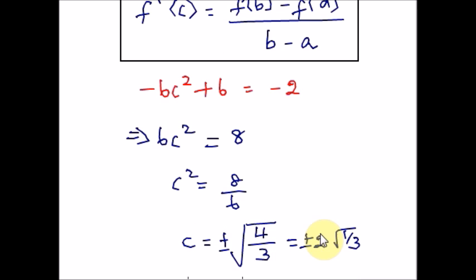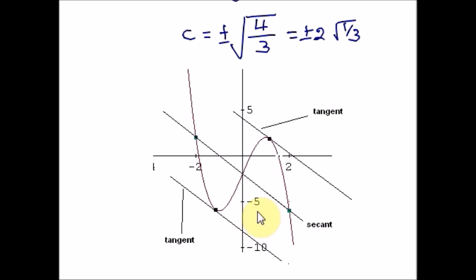So below is shown the graph of f, a secant and two tangents. It corresponds to the two solutions found. The secant and the two tangents are parallel since the slopes are equal according to the mean value theorem. That's it for this example. Hope you're clear with this example. Okay, now let us move on to the next example.